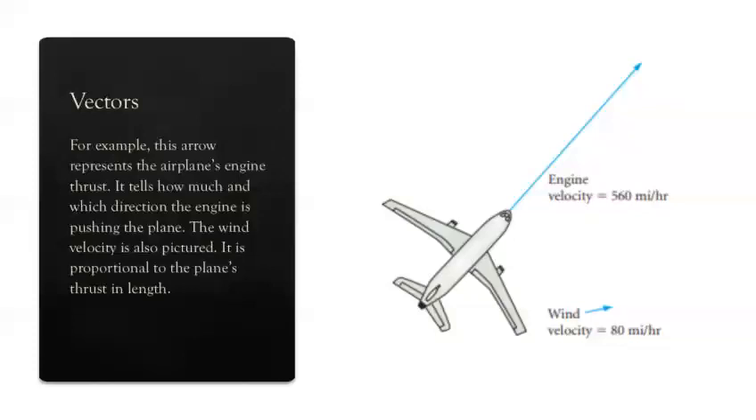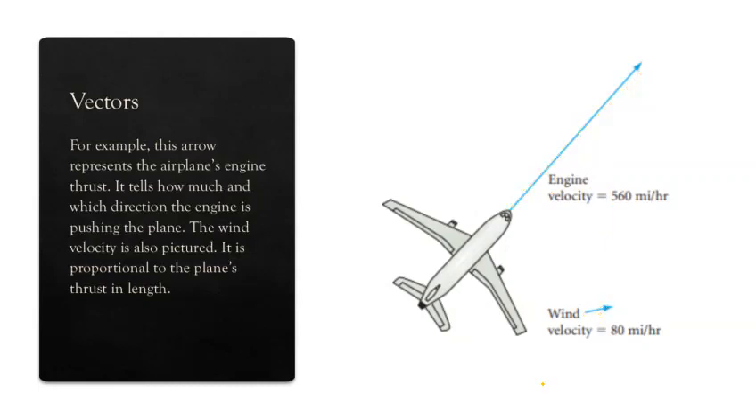Here's a picture of an airplane. In this example, the arrow is representing the airplane's engine thrust, this long arrow. And it's saying that the engine is giving the plane a velocity of 560 miles per hour in this direction. Hopefully you build your airplane correctly and it's flying straight. We also have the wind velocity here. The wind is blowing rather large at 80 miles an hour. It's blowing not in the same direction that the engine is taking the plane. It is proportional to the plane's thrust in length, right? The 560 is much longer than the 80.